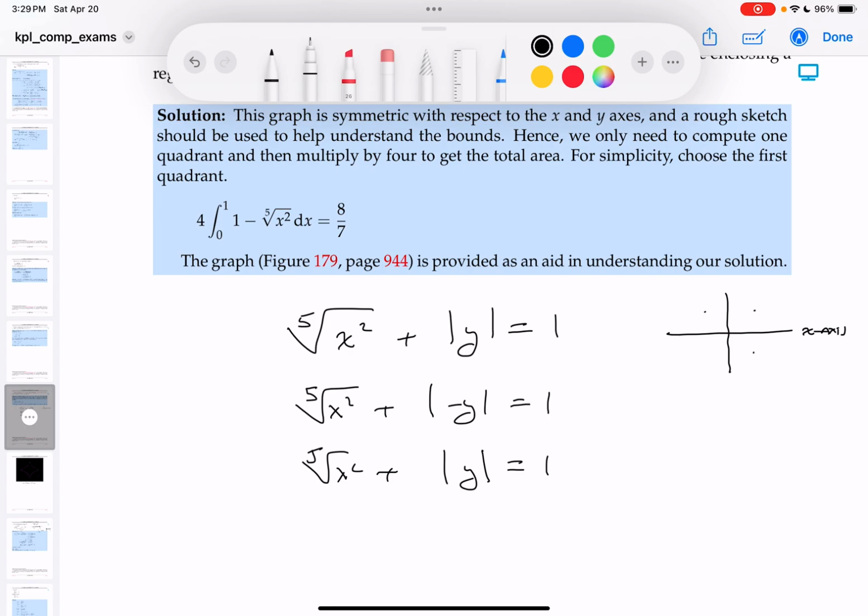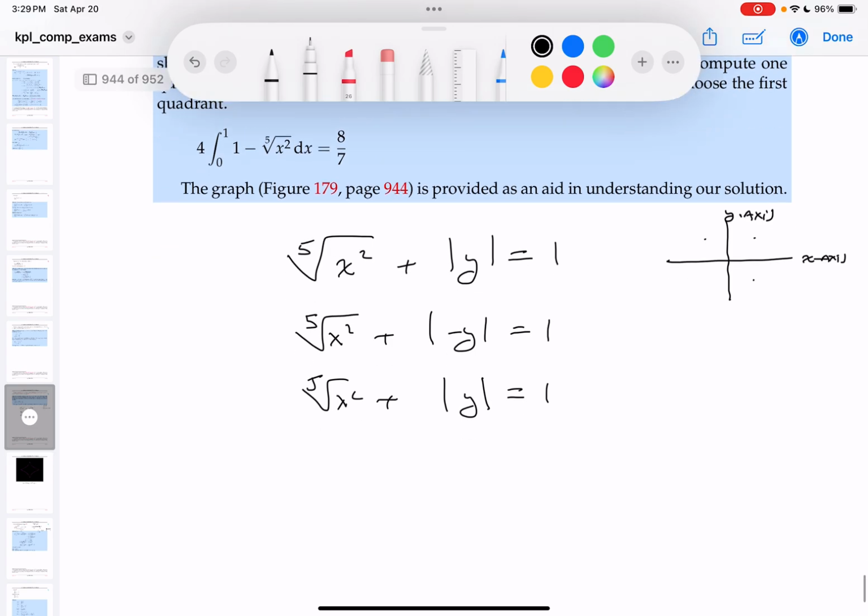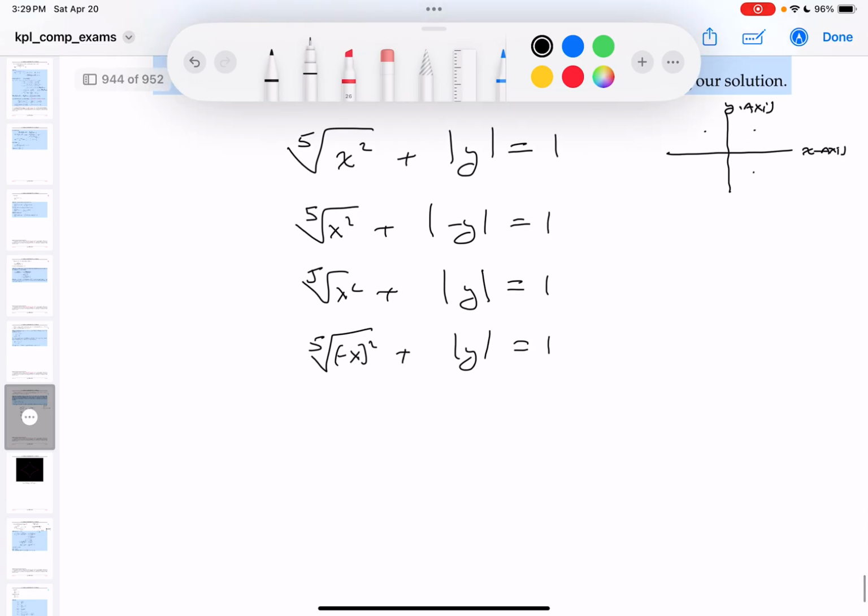The next thing I notice is it's got y-axis symmetry. And why is that? If you replace x by minus x, let me do that for you, you get the same equation. And what's that equation going to be? Let's write that down: the fifth root of x squared plus the absolute value of y is equal to 1. So I get symmetry over here.